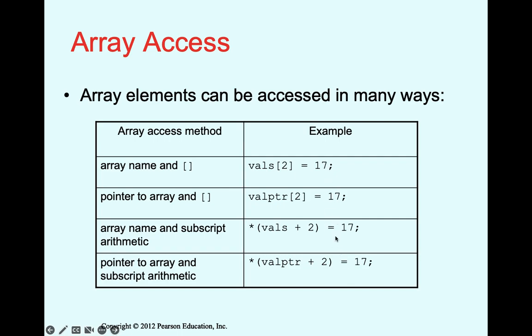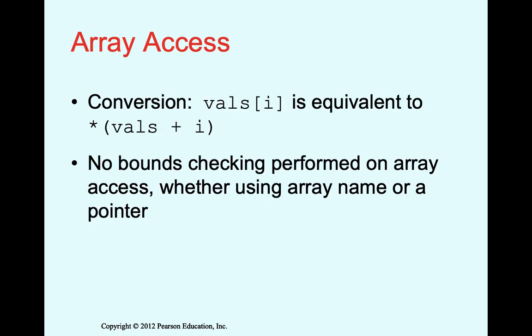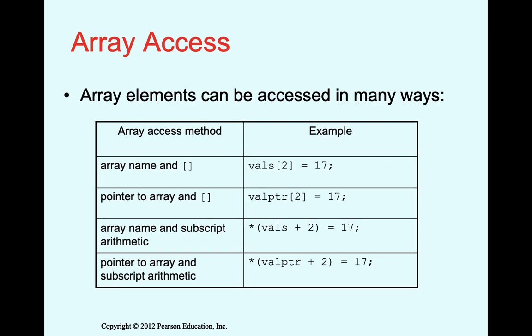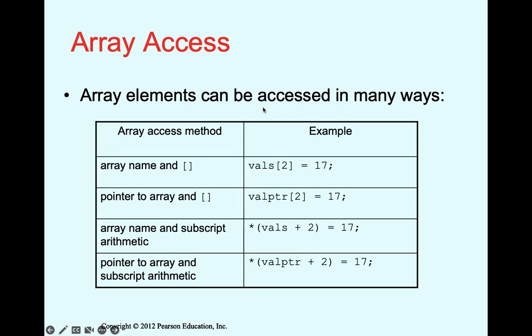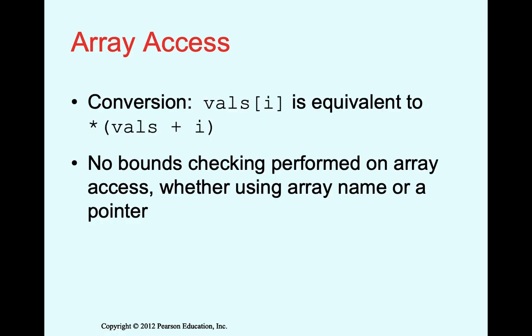There are 4 ways to access elements in the array. So previously this is the most famous one, but now we see that we can access it using different ways. So when you write vals[i], this is equivalent to star(vals plus i), okay? In C++, there is no checking if we go outside the array. So you have to take care and make sure that you don't go outside the array. Because for example here, when you write plus 2, you get 11. If you write plus 3, you go to the memory place after 11 and take that number. It will be a strange number for sure, okay?